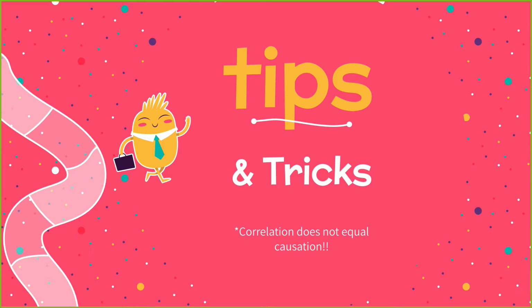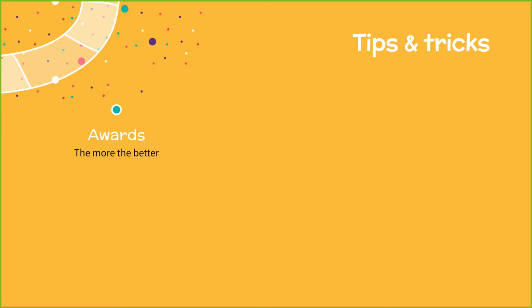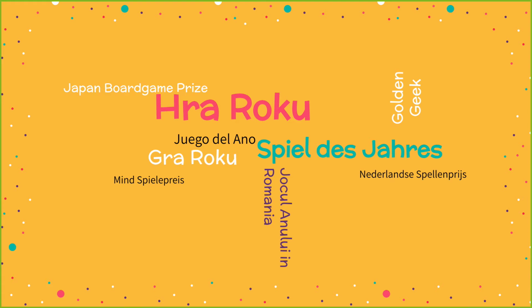That's a lot of numbers and statistics, but as designers, what are the takeaways? Here are some tips and tricks. Awards are great. The more the better, and you can focus on competitions. Here's a word cloud that I created using the beta values. We all know about the Spiel des Jahres, the highest, most prestigious board game award. But I also found that the rest of these were quite interesting as well. Hira Roku actually performed better. And for some of these awards, we actually have better qualifications that we can take into consideration when designing our board game.